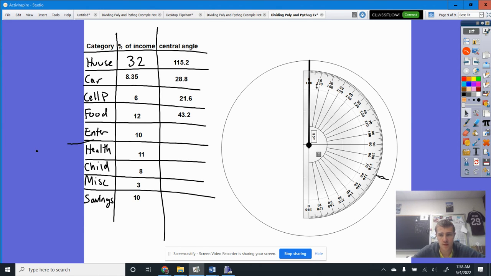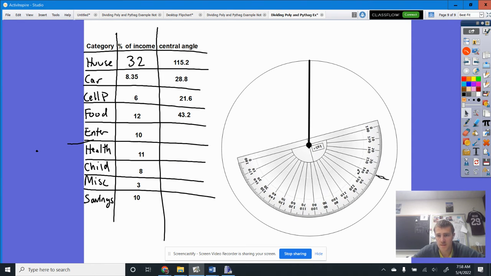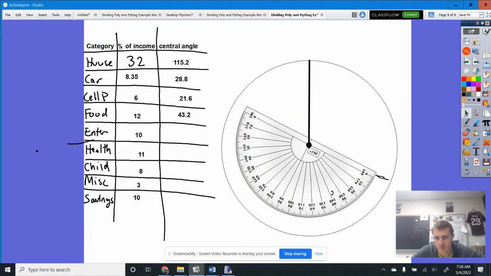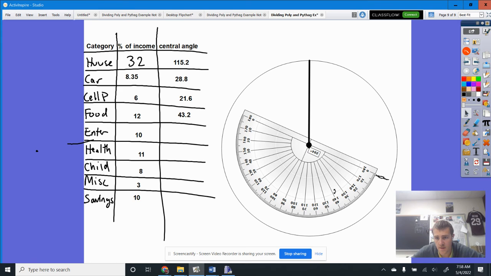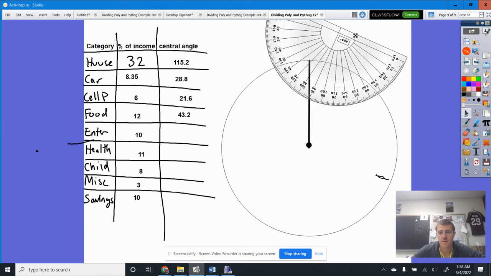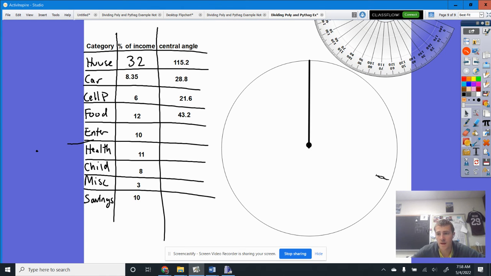So I would have to rotate, and I'd have to put this, where's my rotate? There it is. Put that 0 on the next line that I would have drawn. So move it to here, and then I would measure from my new section over 28.8. Let's move this out of the way. What I could do instead is just draw my line.